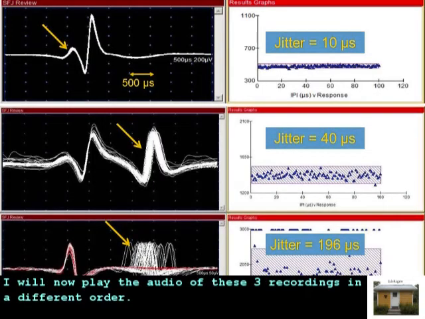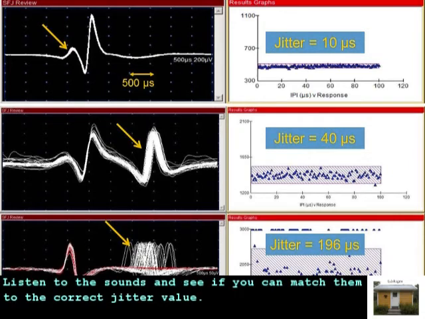I will now play the audio of these 3 recordings in a different order. Listen to the sounds and see if you can match them to the correct jitter value.